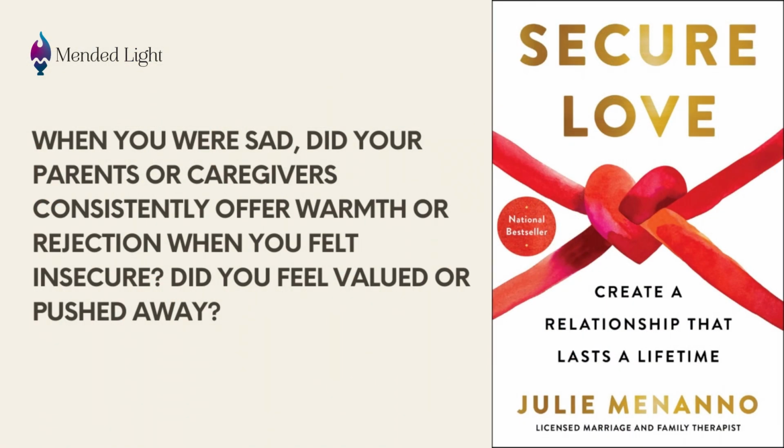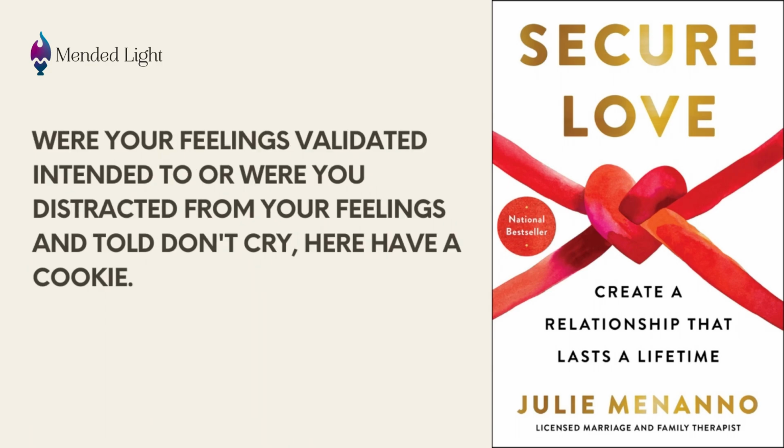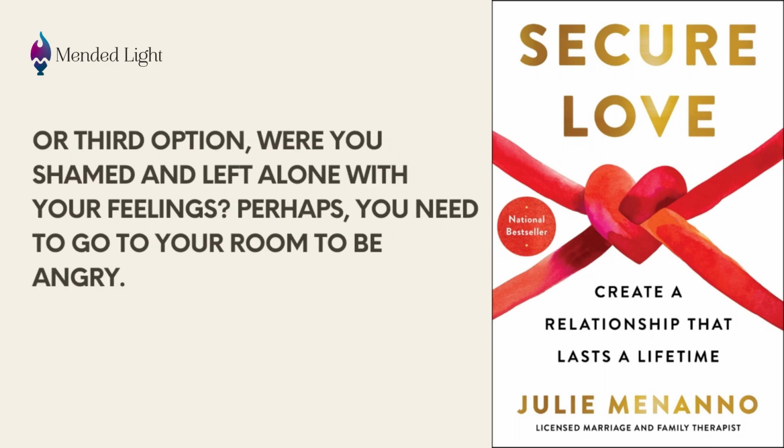There's a paragraph from the Secure Love book that I'm going to read that basically sums it up in a really easy way to understand. It's talking about childhood. When you were sad, did your parents or caregivers consistently offer warmth or rejection? When you felt insecure, did you feel valued or pushed away? Did you get the message that your feelings matter and deserve attention? Or were you told, if not in so many words, that you're too much? Were your feelings validated and tended to? Or were you distracted from your feelings and told, don't cry, here, have a cookie? Or a third option, were you shamed and left alone with your feelings? Perhaps you need to go to your room to be angry.